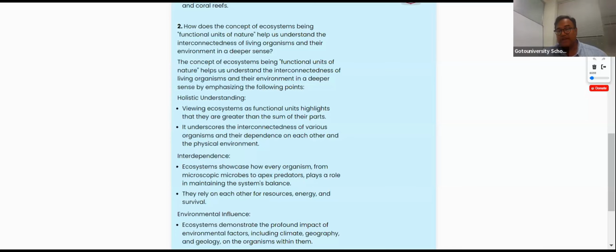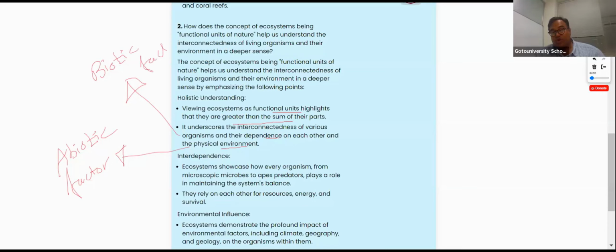Viewing ecosystem as a functional unit highlights that they are greater than the sum of their parts. What does the functional unit highlight? It underscores the interconnectedness of various organisms and their dependence on each other and the physical environment, right? Here the physical environment, we already told you, abiotic factors are the classic example. And the second thing, if we're talking about the organisms, we call them biotic factors. So we need to specify which among the narrated explanation is biotic and which is abiotic, right?